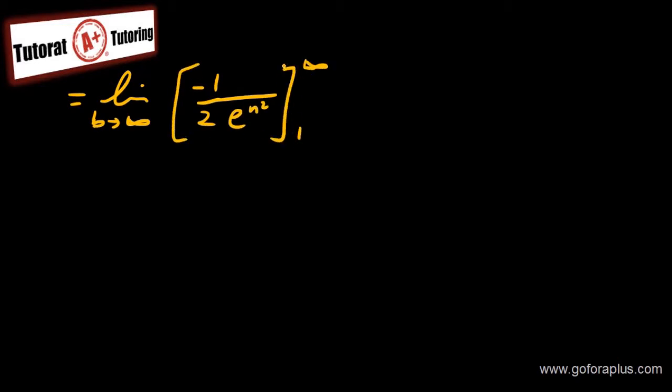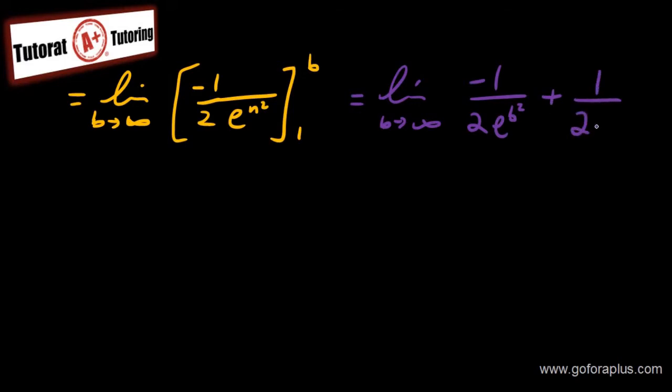So I have the limit of b approaching infinity. And that's basically minus 1 over 2 e to the n squared from 1 to infinity, well, which is b here. So this is going to become the limit of b approaching infinity of minus 1 over 2 e to the b squared, minus minus 1/2, so plus 1 over 2 e to the 1.